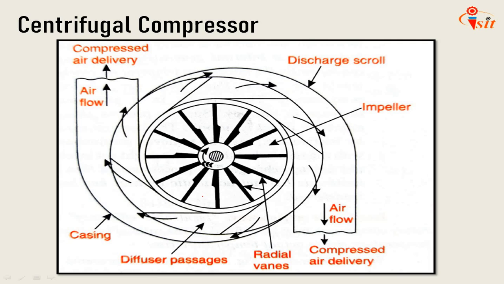Now this figure shows a centrifugal compressor with a double-sided impeller. It consists of various parts such as curved radial vanes. A series of curved radial vanes are attached to and rotated with the shaft. Second, the impeller.